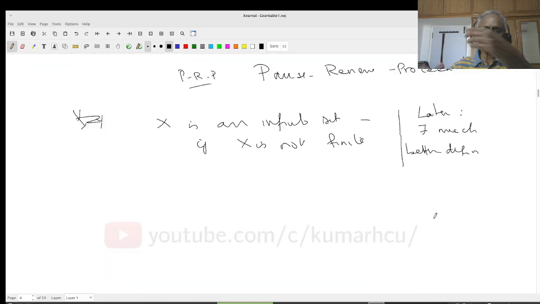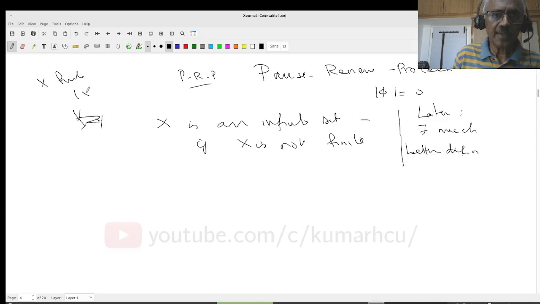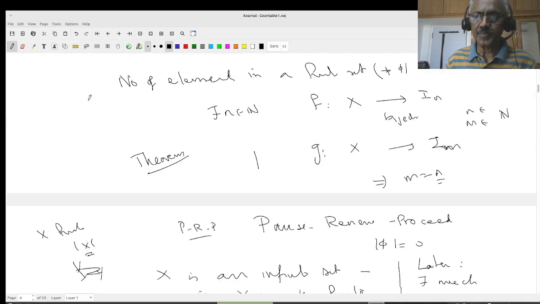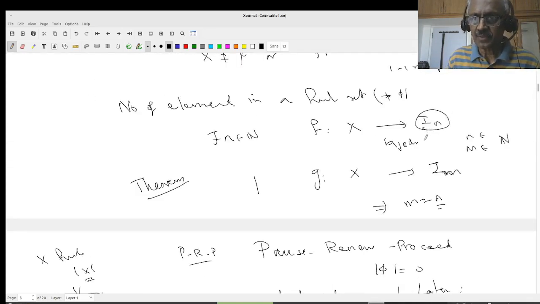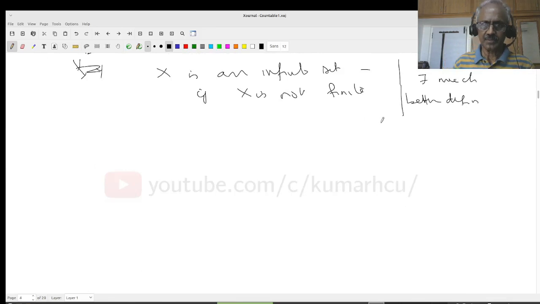So when I say X is an infinite set, it only means X is not empty and X is not a finite set. Remember, the empty set is also finite. For the empty set I will say the number of elements is 0. So this is a notation. If X is finite, we write mod X, which means the unique n such that there is a bijection f from X to I_n. That is called the number of elements.